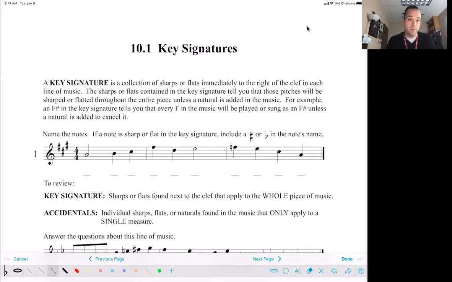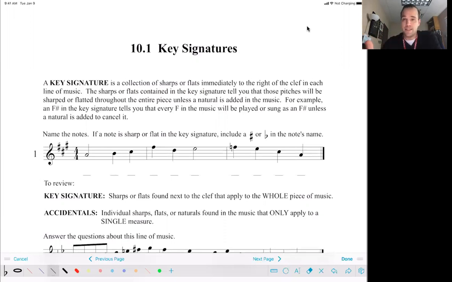All right, hello everybody, and welcome to another great day of music theory. So today we are going to talk about key signatures. I'm sure we've all heard about key signatures before. We've talked about them in class, but we're going to really understand how they work, and we're going to start with the sharp key signatures today.